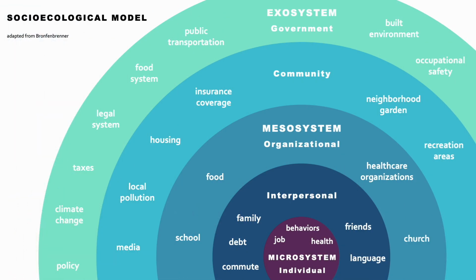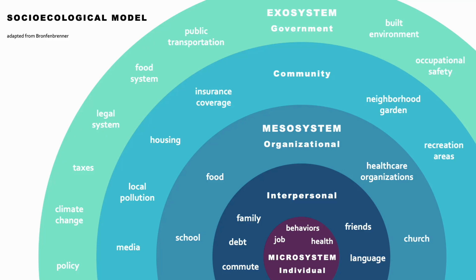Uri Bronfenbrenner recognized that human health is shaped by multiple interconnected layers surrounding an individual: the microsystem, mesosystem, and exosystem. His theory argues that the environment you grow up in affects every facet of your life. Health is impacted by the interactions between all these levels of the system surrounding a person.